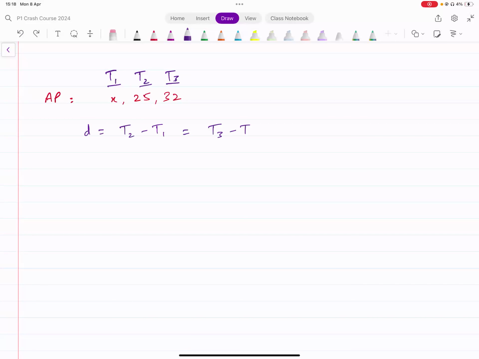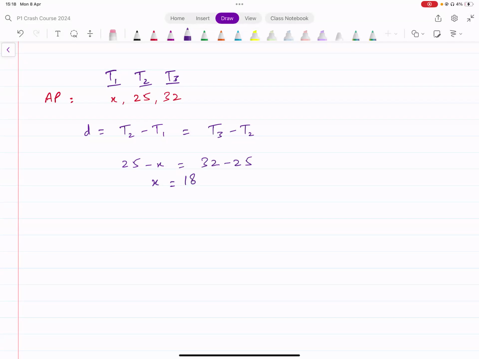That gives you 25 minus x, that equals 32 minus 25. And that will give you the value of x. When you have three consecutive terms like this, the difference between every two consecutive terms has to be the same. So if you have any unknowns in those terms, you could just find that unknown like this, right? You would say 25 minus x equals 32 minus 25. In this case, you can find out the value of x. That turns out to be 18 in this case.